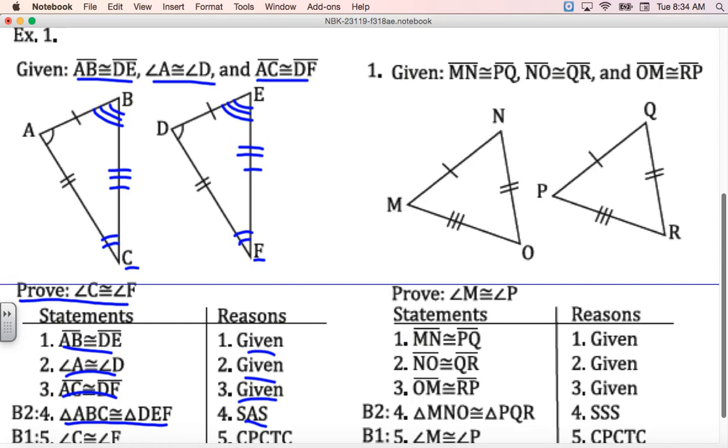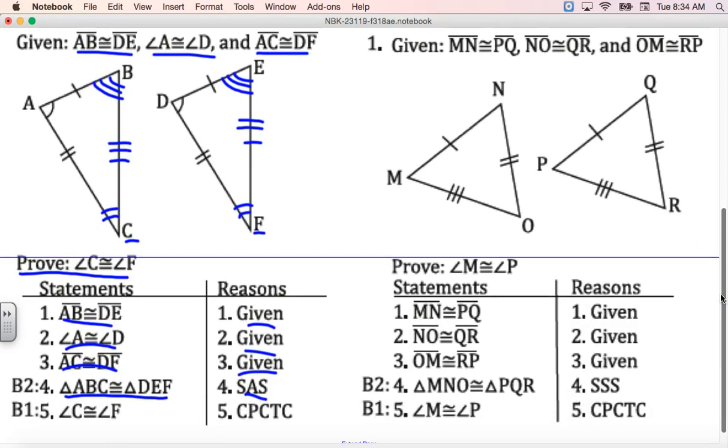So now, since the triangles are congruent, we can say what we're trying to prove. It always goes last. We can say angle C is congruent to angle F now because the corresponding parts of congruent triangles are congruent, which essentially just means if the triangles are congruent, the parts are all congruent. We know from step 4 right here that the triangles are congruent, so now we know their corresponding parts are going to be congruent. So we know C is congruent to F.